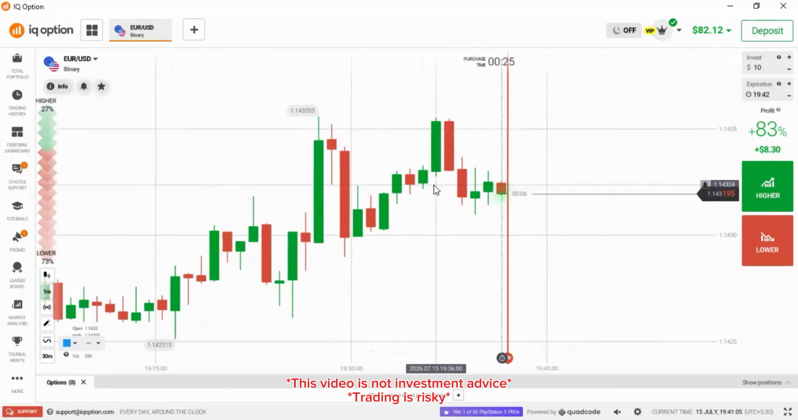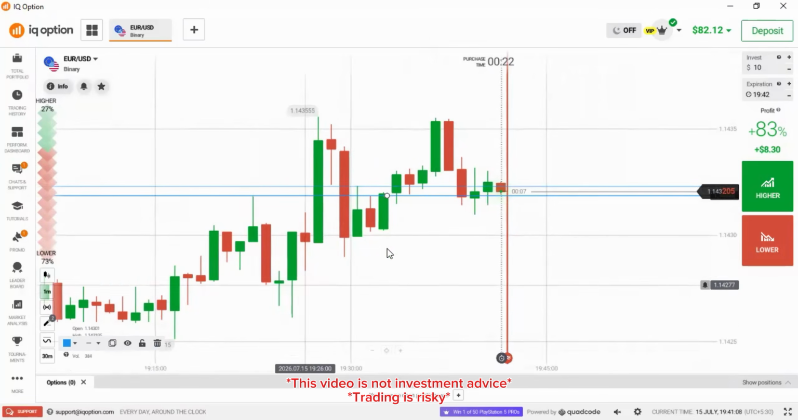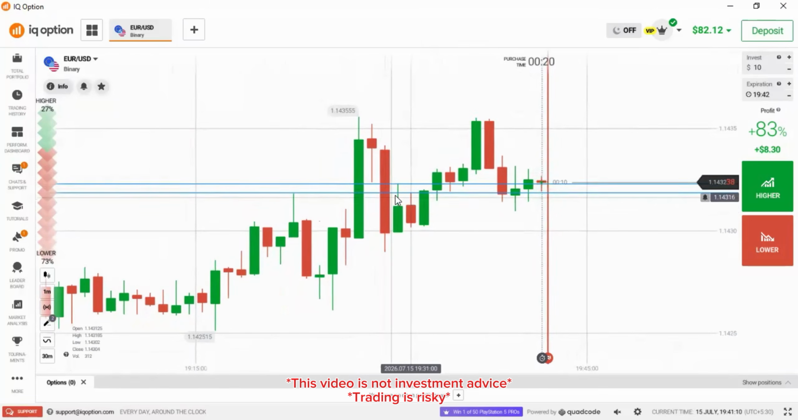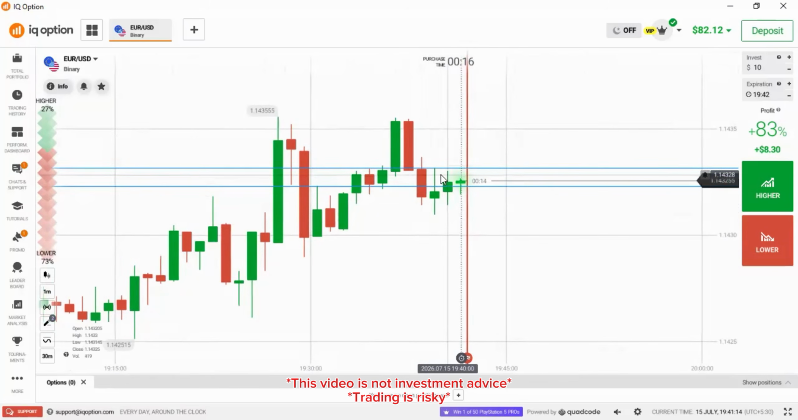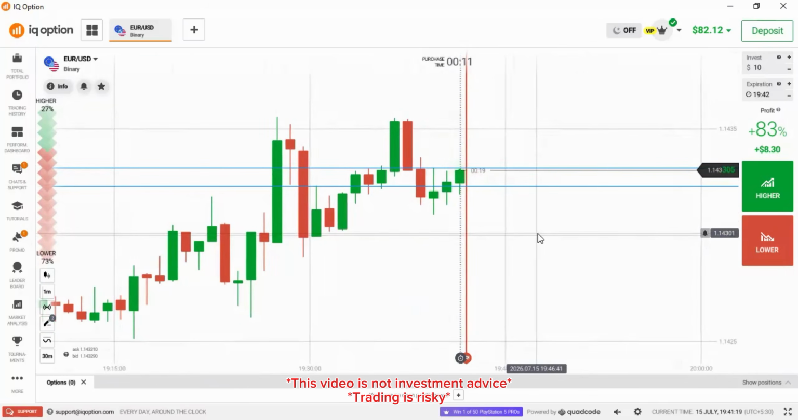And there is an order block here. This candle. So there is a rejection also from the same level.